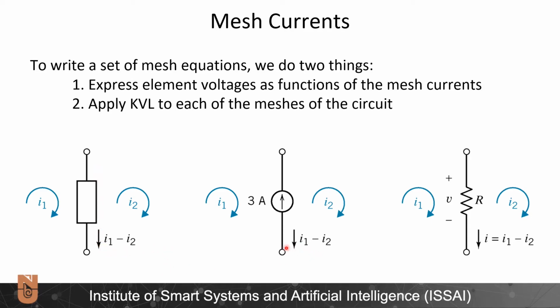Here in the second case, I have this current 3 amperes going upward. So here I have I1 minus I2, which is equal to minus 3 amps. And over this element, I have the current I1 minus I2 passing. So therefore, by convention, the voltage over this element will be V is equal to R times (I1 minus I2).